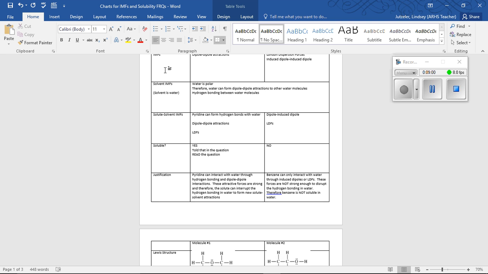And you can do this chart also with atomic structure, where you're comparing periodic trends. That may be a good thing for you to do. Use the chart to your advantage. Be organized with it. Make sure you fill in all of your boxes, and make sure that you're comparing what is being asked based on the question.